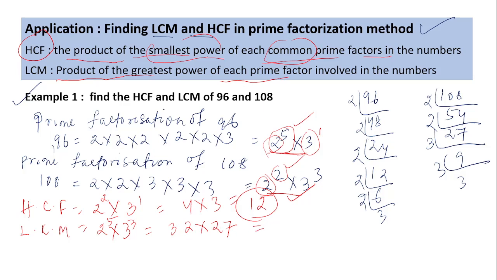Then 27 times 2 is 54, 27 times 30 is 810, and adding them we get 864. So the LCM of 96 and 108 is 864.